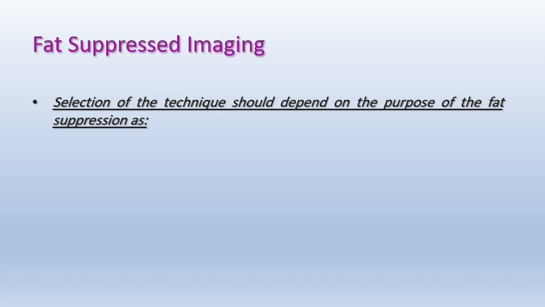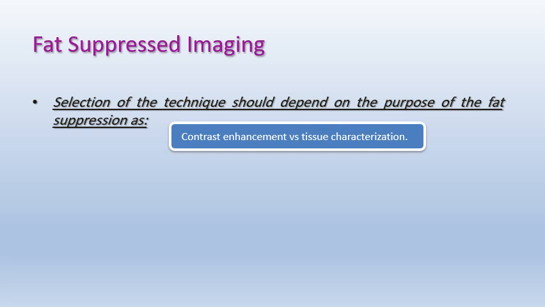Okay, the fat suppressed imaging could be applied with the gradient and spin echo families. However, to select the best sequence to apply, there are many factors. You should determine them before choosing the right fat suppressed sequence. For example, you should ask yourself why you need this fat suppression: do you need it for tissue characterization, or to enhance the contrast resolution with the post-contrast studies?